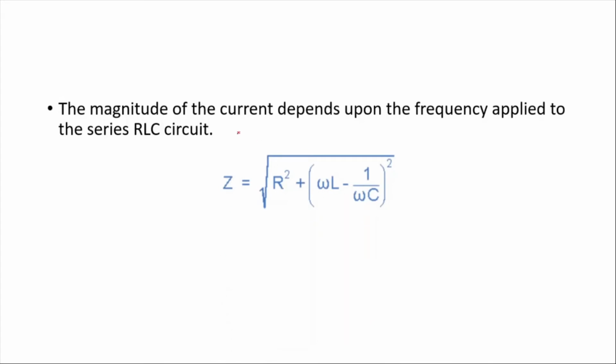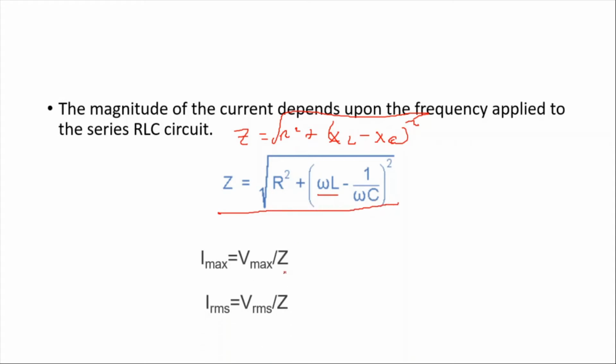Also, we can show the impedance with this formula. We know that Z was equal to the square root of R square plus XL minus XC square, but we also know that XL is equal to WL and XC is equal to 1 over WC. This is also a way of showing impedance of the circuit. Also, we have two more formulas. The maximum current in the circuit will be Vmax divided by the impedance, and IRMS is equal to VRMS divided by impedance. These are the formulas that we can use in our calculations.